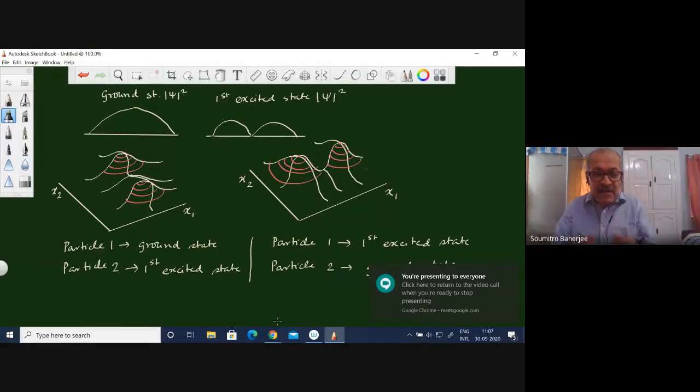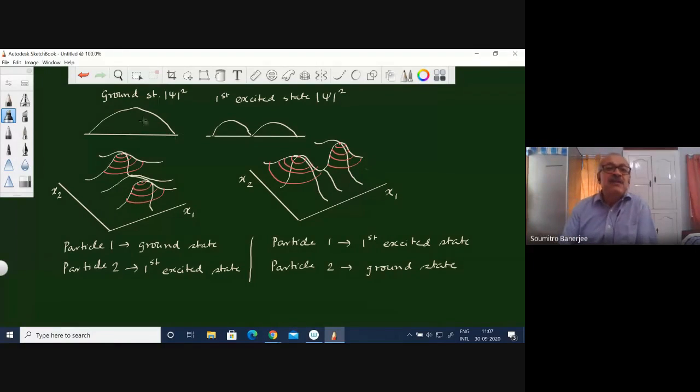All right, I have drawn certain things because it might be difficult for me to draw on the fly. So we have considered the ground state, one particle in the ground state, another particle in the first excited state. And we were talking about the probability distribution of finding the two particles. For the first particle, since it is in the ground state, the mod psi square will be a curve like this. It will have a higher probability of being found at the middle, lower probability of being found at the edges, and things like that.